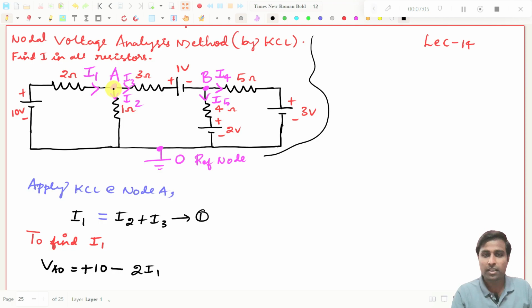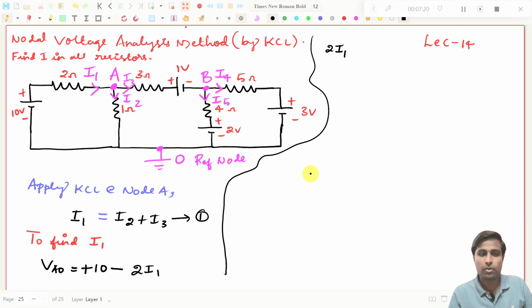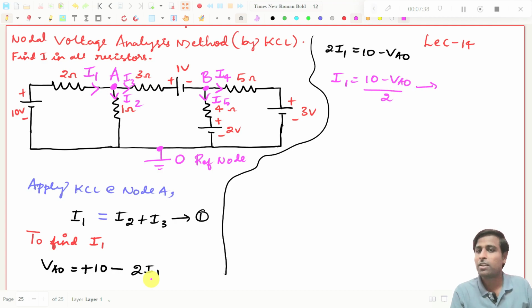So now what you need to do? You need to find I1. That is our ultimate aim, right? If you want to find I1, you bring 2 I1 to the left hand side and VAO to the other side. So you will get 2I1 equal to 10 minus VAO. Simple. Now I1 will be equal to 10 minus VAO divided by 2. This is expression number 2.